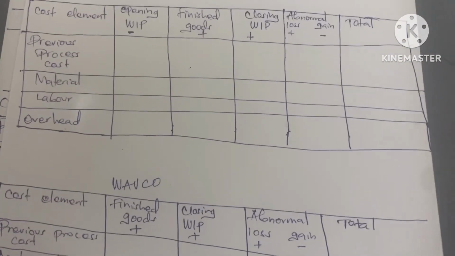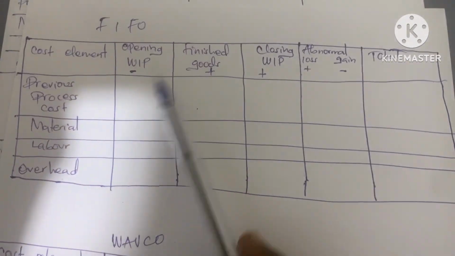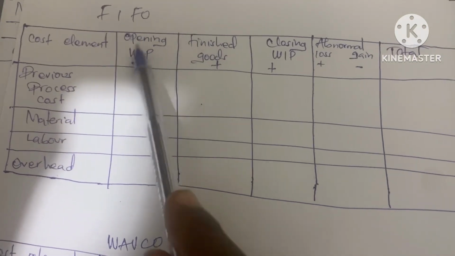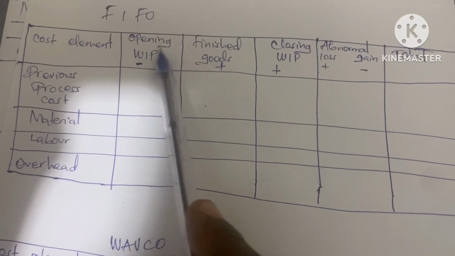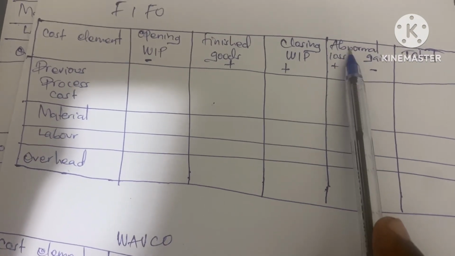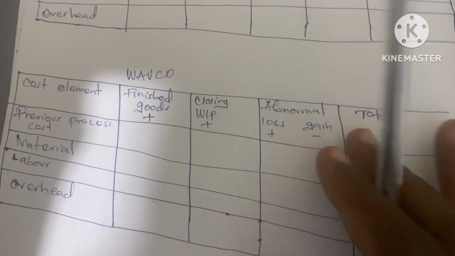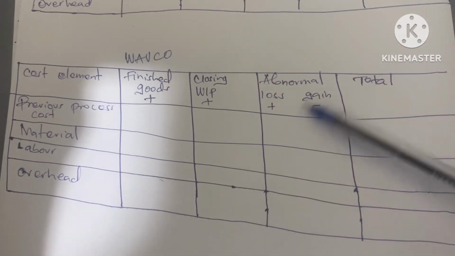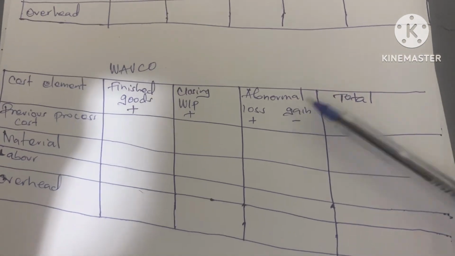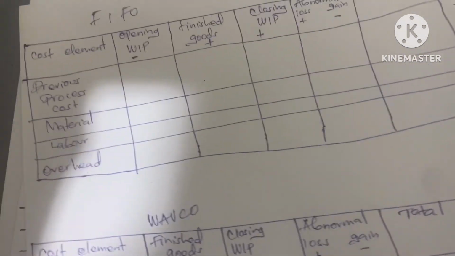Then this is for the statement of production. The statement of production for FIFO, we get opening work in progress, finished goods, closing work in progress, then we get the abnormal gain, then the total. That is the format. Then for WAVICO, that is also the format. So these are what we are going to be dealing with mainly.